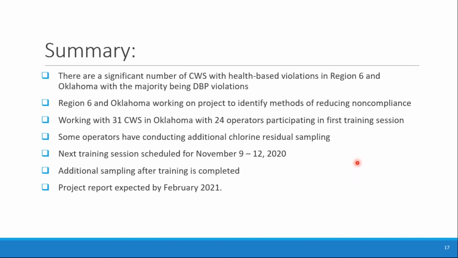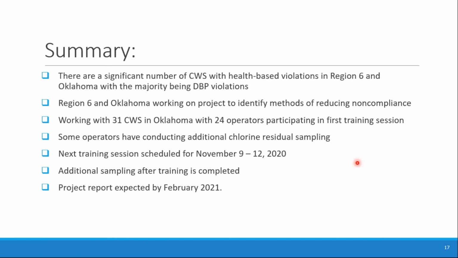So in summary, there are a lot of community water systems with health-based violations in Region 6 and Oklahoma, with the majority of them being DBP violations. We're working with Oklahoma on this project to identify methods of reducing the non-compliance. We have 31 water systems. In the first training session, we had 24 operators. I think the COVID-19 pandemic prevented some of the operators from participating in the training. We did have a few that participated remotely, so hopefully we can continue that participation in the second round of sampling.